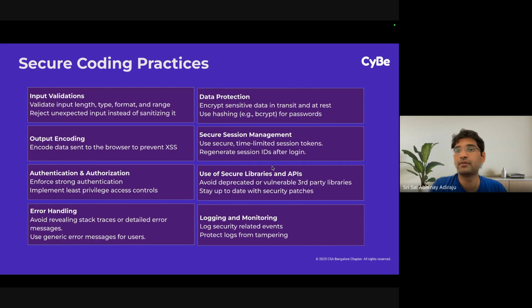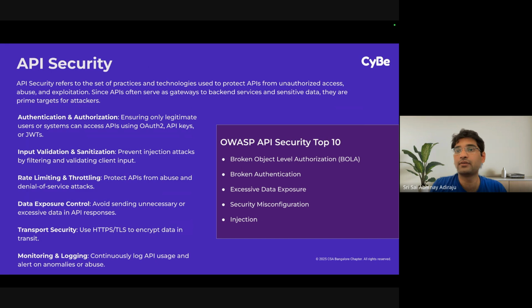We have to ensure that the third-party libraries we use have proper security patches updated. And then logging and monitoring: ensuring all the logging is done properly, the logs are stored and archived, and then pushed into a SIEM, right? Yeah, these are some API security related things, again picked up from OWASP Top 10: authentication and authorization issues, input validation, rate limiting, data exposure, transport security, etc.